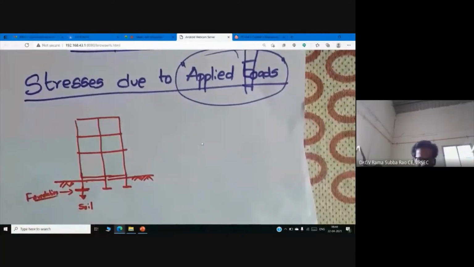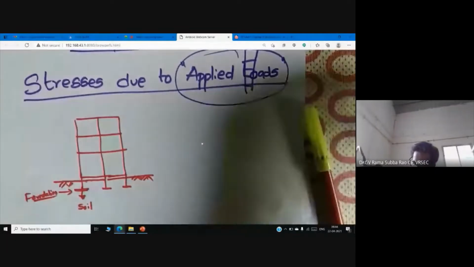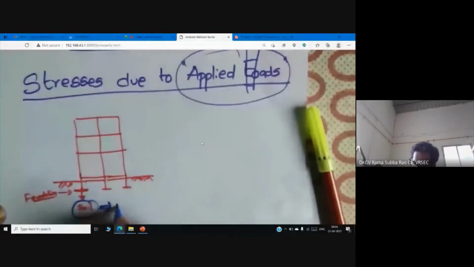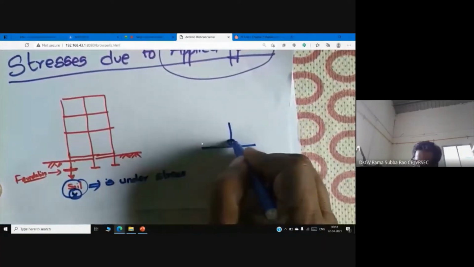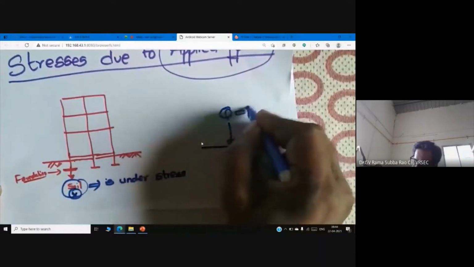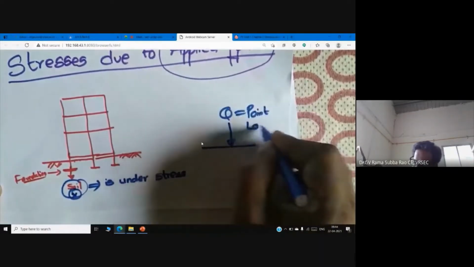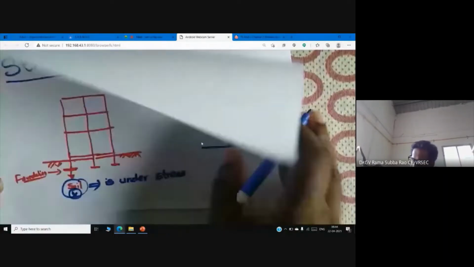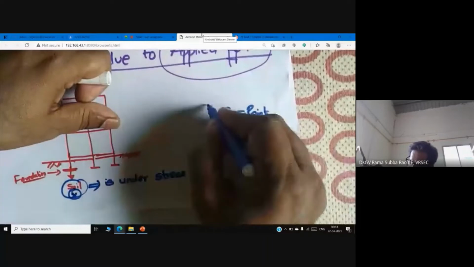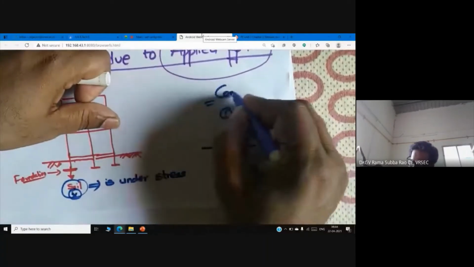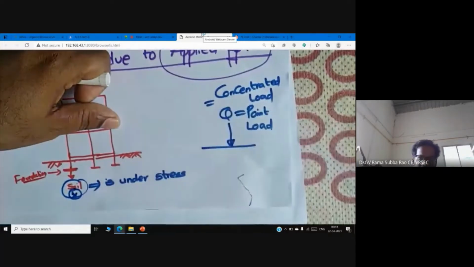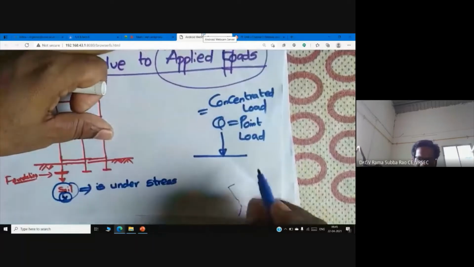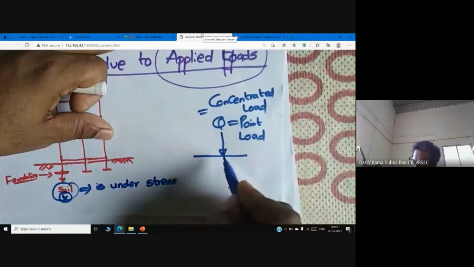Now the soil is under stress. Undoubtedly, we can say the soil is under stress. If you say this is a foundation load, let me call it a point load. Point load is also called concentrated load. The meaning of point load, everyone knows, is that all the load is concentrated at one point.